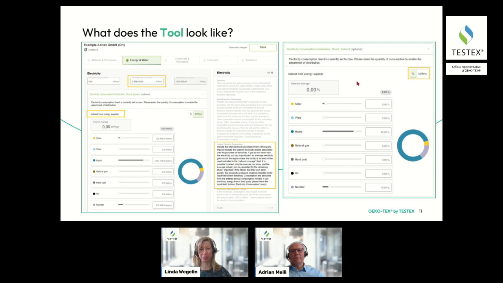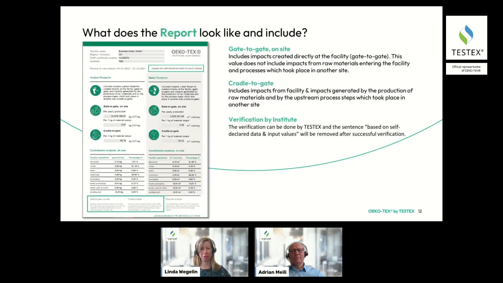So once we've entered all of the data, we know how it works. Let's see, what does a report look like? Just to come up again, you have 5 tabs, and the last tab is where you also have the summary, which is not shown here. In the summary you can check your data again, and if you think this cannot be correct, you can always amend this data and your results.